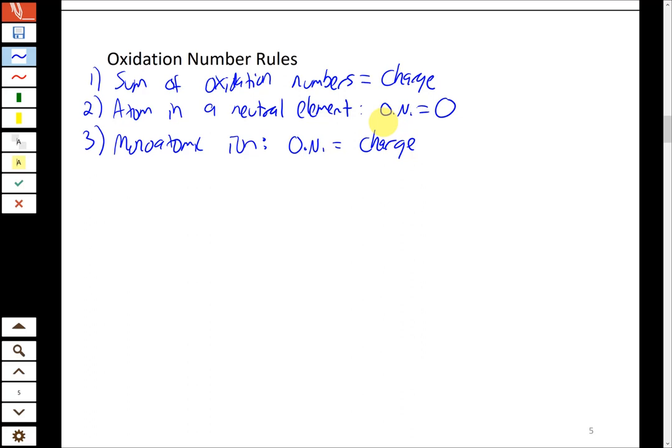Kind of similar to that, this is just an extension of it. If you have a metal that's part of an ionic compound, we can use the formula of that compound and the anions that it's paired with to assign the charge, and the metal in that compound is going to have an oxidation number equal to its charge.